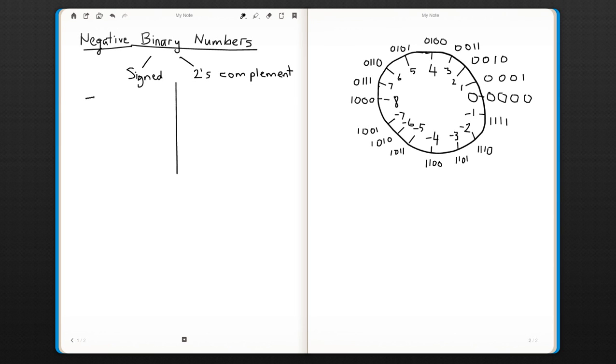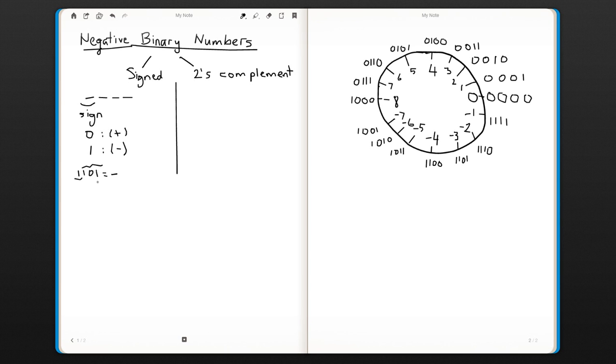For a four-digit binary number with the signed representation, the first digit is for the sign of the number. If this bit is zero, that means this is a positive number. If this bit is one, this is a negative number. So let's say you have the number 1101. The first bit is the sign, and since it is 1, it's going to be a negative number, and then you will look at this part, 101.